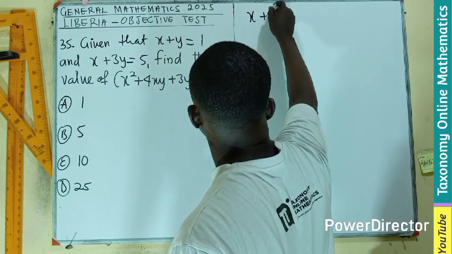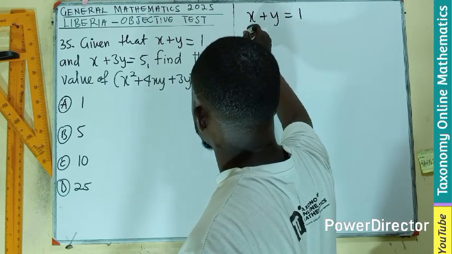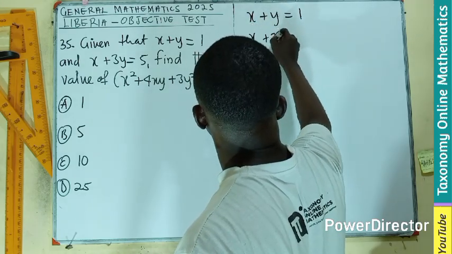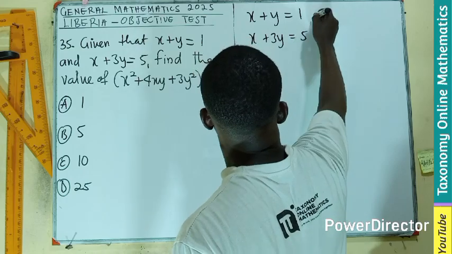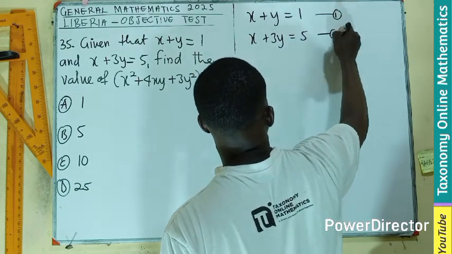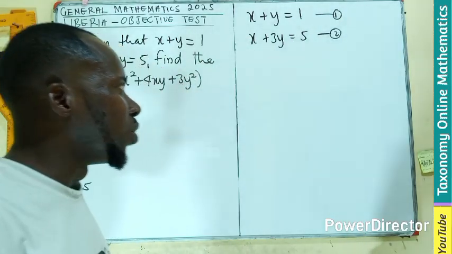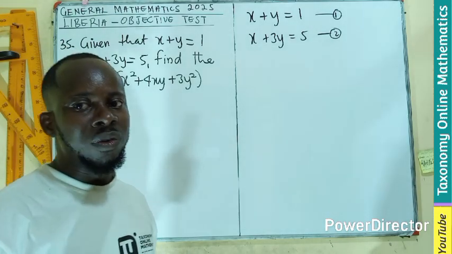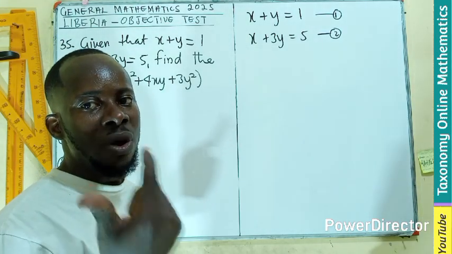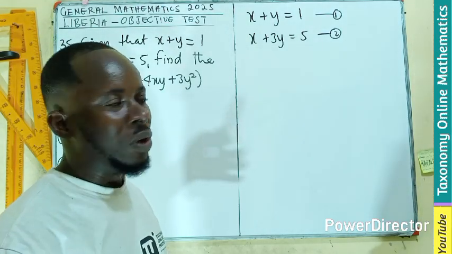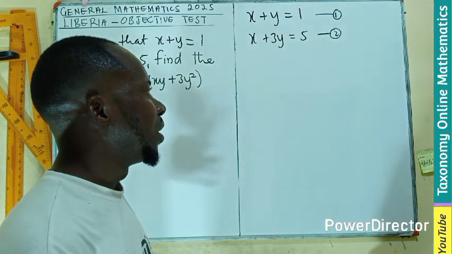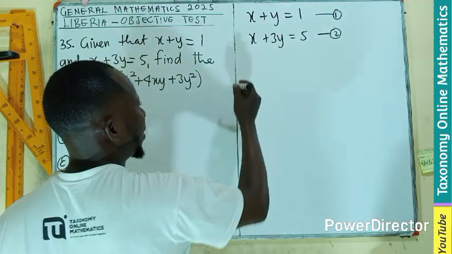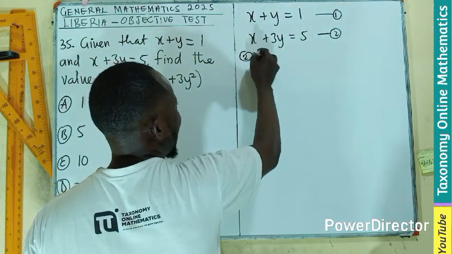Remember, we have x plus y equals 1 and x plus 3y equals 5. This is our first equation, the second equation. For simultaneous equations, I am going to use elimination. I can see the coefficients of x are the same. So if I subtract equation 2 minus equation 1, I will eliminate the x.